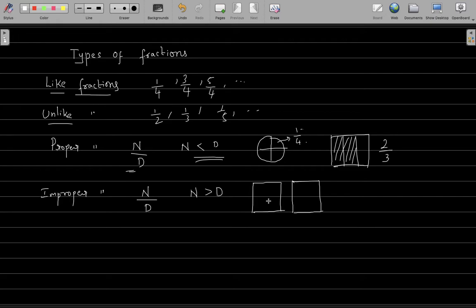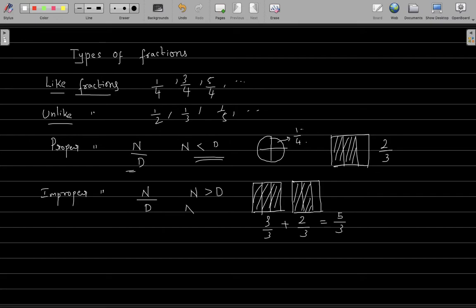I am dividing this object into, let me say, 3 parts, this also into 3 parts. Now I am considering this whole thing and say only 2 parts of this. Now this is 3 by 3 and this is 2 by 3. Now together when I take, this will become 5 by 3. Now if you see 5 is greater than 3, that is numerator is greater than denominator. Such fractions are called improper fractions.